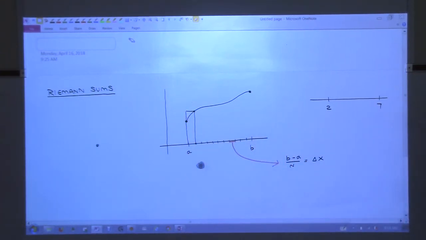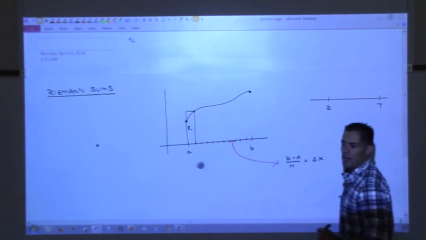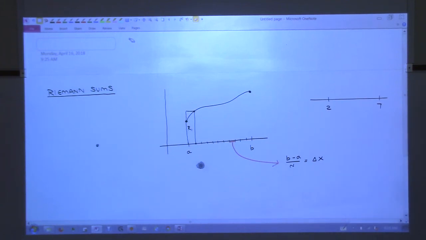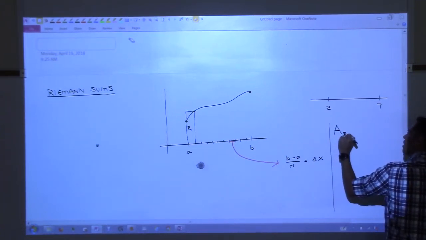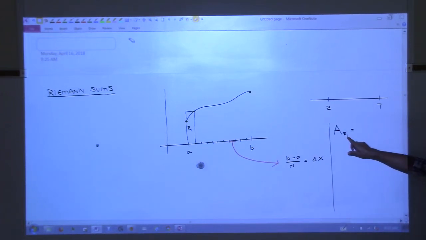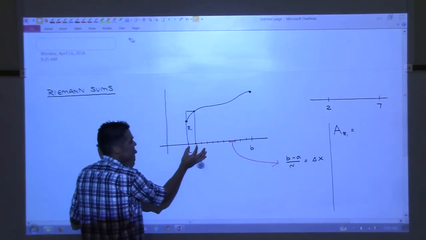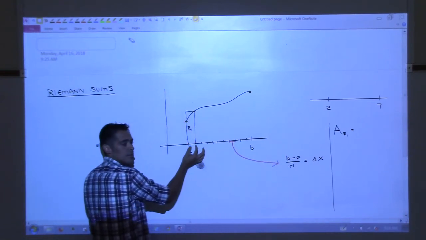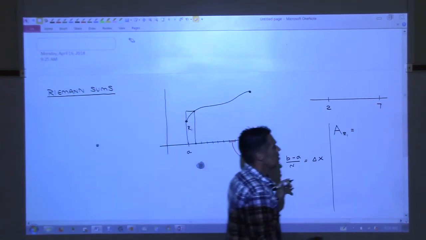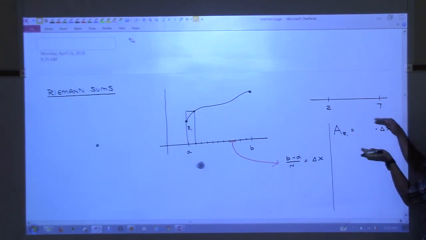Let's talk about this. We'll call it R subscript 1, for rectangle 1. Tell me about the area of rectangle 1. So I need to do this on the side here. What is the area of rectangle 1 equal to? Well, how wide is it? It's b minus a over n, or delta x, right? That's delta x. So I'm going to say delta x is how wide it is. That's my width.